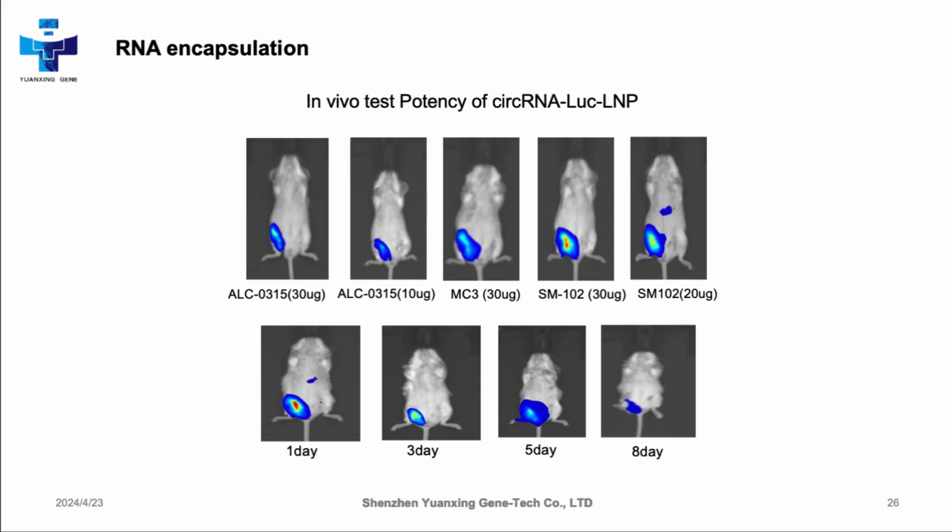And we also injected mice with the circRNA-LNP with different types and concentrations of the cationic lipids. And we discovered that there was a higher level of expression when 30 micrograms of the RNA-LNP encapsulated with SM102 were injected, and this expression could be maintained for about 8 days.